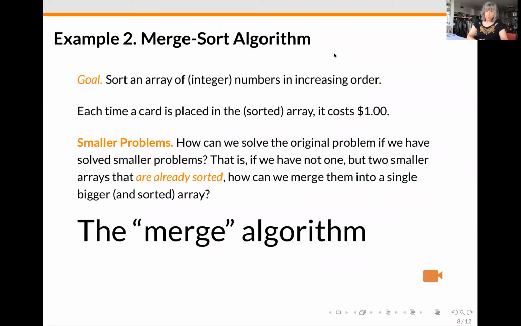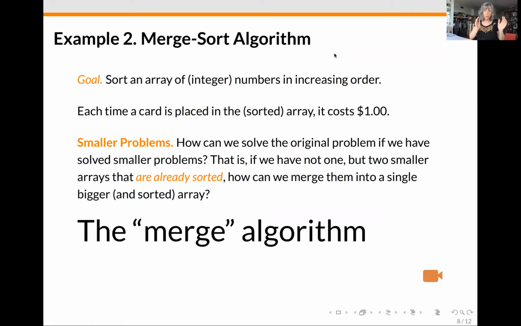In this example too, we are going to show the merge sort algorithm. The goal is to sort an array of integers. Well, it doesn't really have to be integers, but for this lecture, we're going to assume that everything is integers. Now, each time that a card is placed in the array, say that it costs $1. So we would like to do it in the best efficient way possible. So think about recursion. How can we solve the original problem if we have already solved smaller problems?